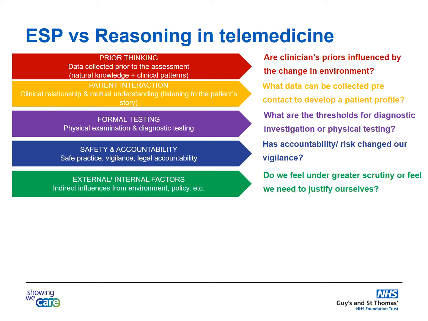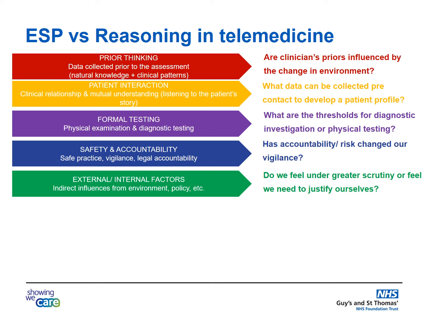Theme 5 encompasses all the external and internal influences on reasoning. External factors may include policy or trust directives, whilst internal factors may include the clinician's perception of themselves and how others view them. Generally, ESPs feel that such influences negatively impact their decision making and that clinicians have to justify their practice in light of such factors. The tasks undertaken by ESPs also places them under greater scrutiny, placing pressure on their reasoning process.